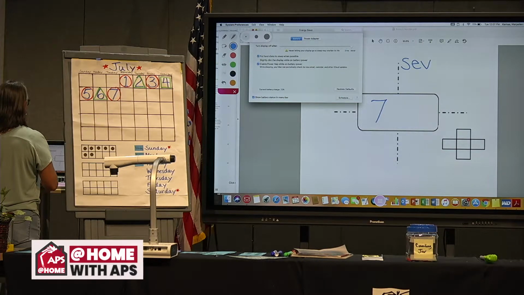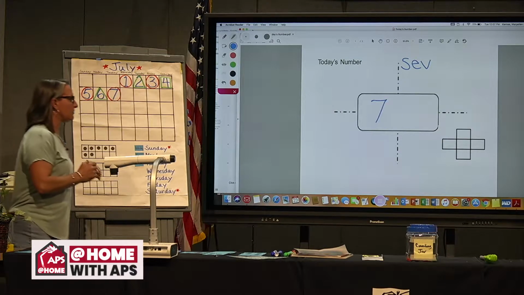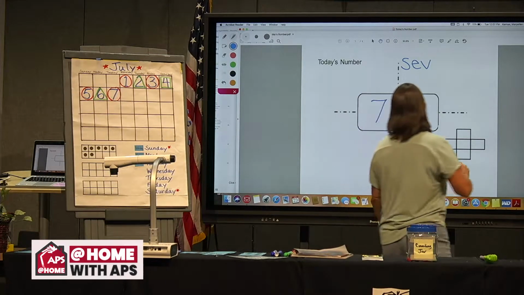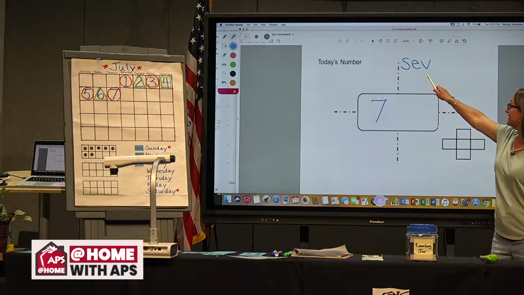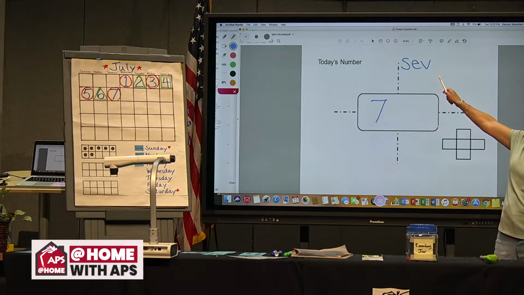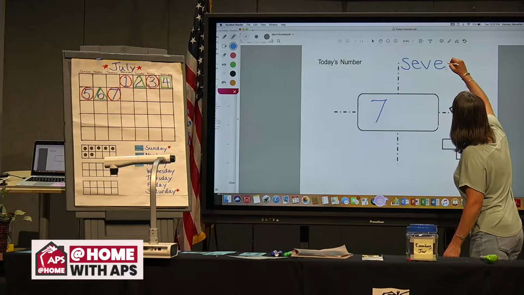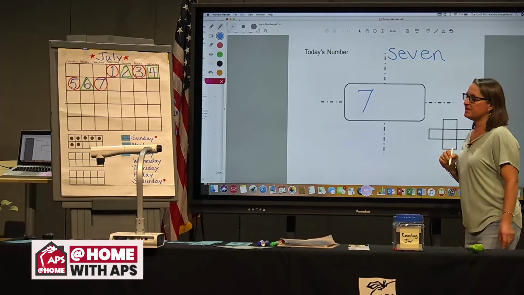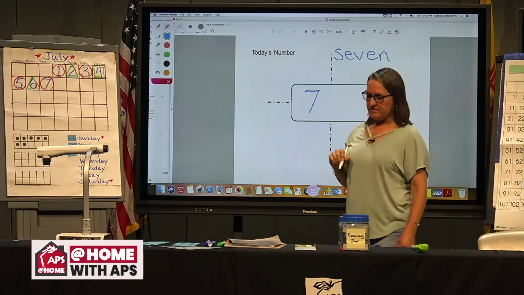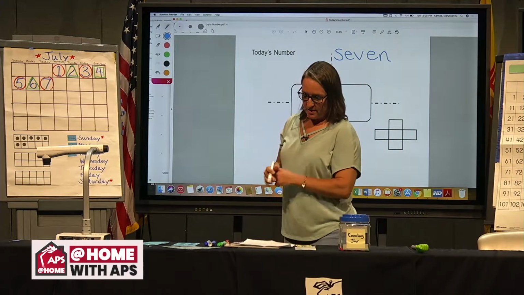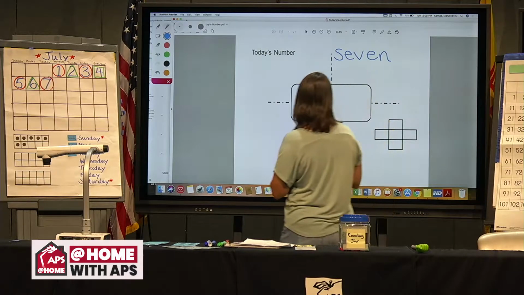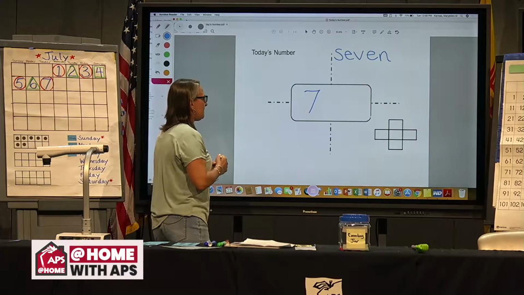There we go. Okay, so luckily we still have our 7 for number of the day. Here's how far we got for 7. Sev, another E, and we wrap up with an N. 7. That's how we write 7 as a word. All right, so what are some other ways we could represent 7?